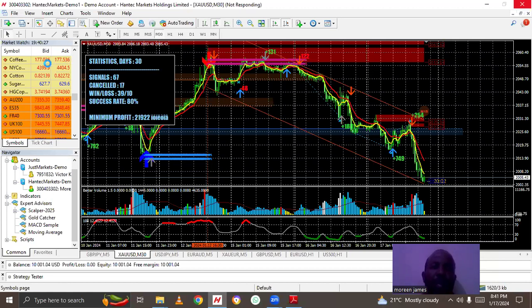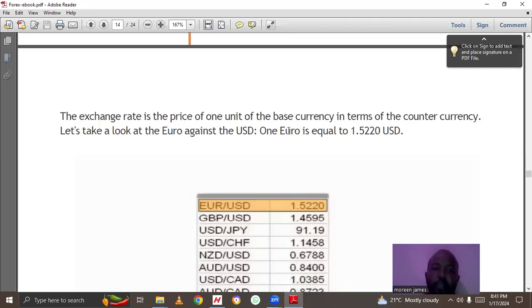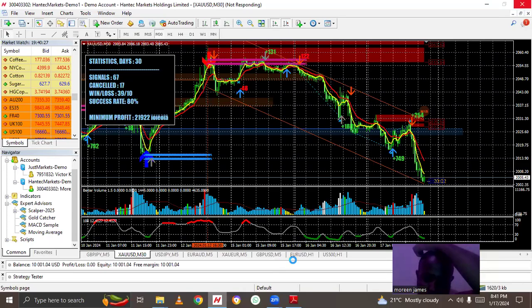So bid is the price the broker is willing to get you in the market. Now, you cannot do the business without a broker. Then the ask price, whatever you're seeing here, this is what the broker is willing to offer you. So I need you to get that. So let's go back. The exchange rate is the price of 1 unit of base currency in terms of the counter currency. Let's take a look at the euro against the USD. So today I'll be dealing with the euro against the USD.